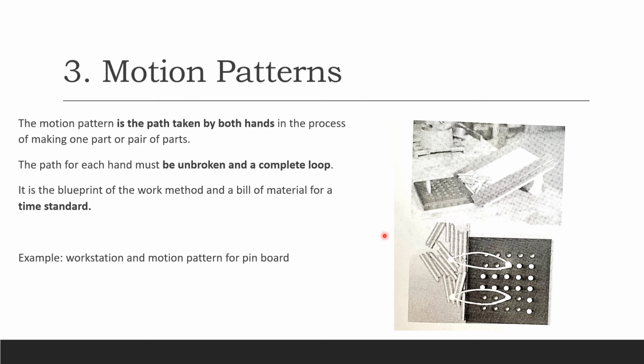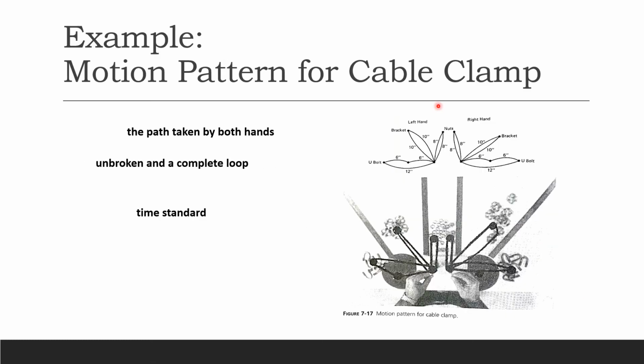So here you can see the workstation and motion pattern for this little pin board. A complete loop right here, and it's definitely not broken. So this is our last example in this lecture, and here is shown a simple motion pattern for the cable clamp, and you can see all the loops here. So basically what's important is the path taken by both hands. So here you can see all the unbroken and complete loops.